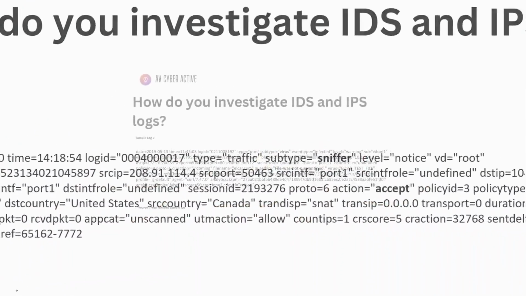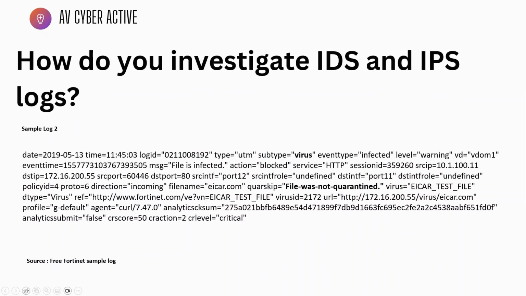Let's have a look at the second type of log, which is again an interesting one. This is an antivirus log that was captured. So again, you have a date and a time, log ID, UTM. You'd see the subtype this time says virus, and the file it captured, the file hash, and you will also see the virus name and the name of the file.